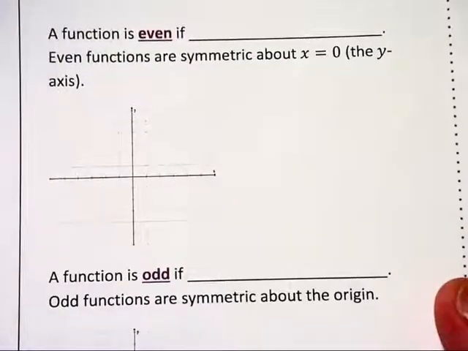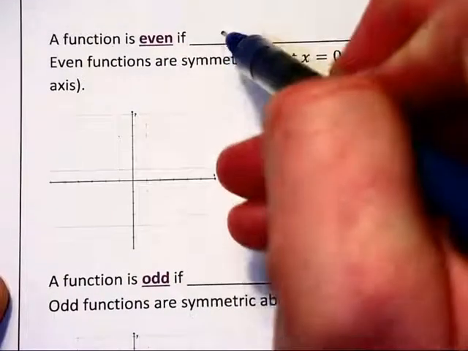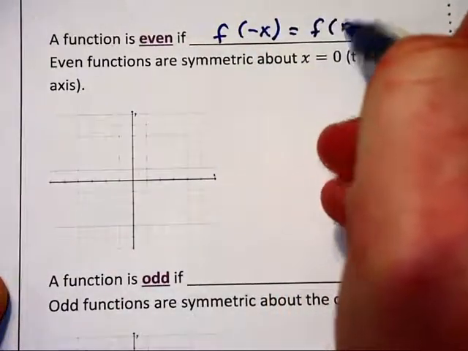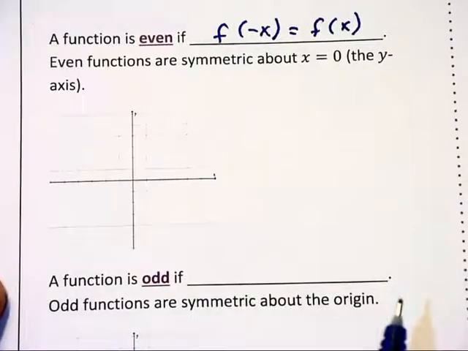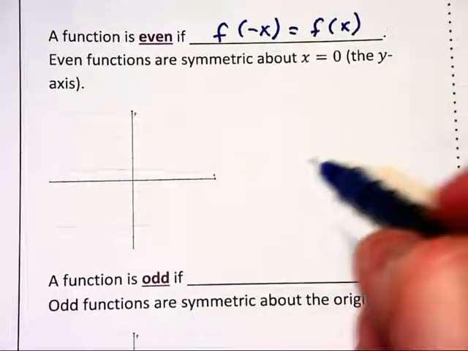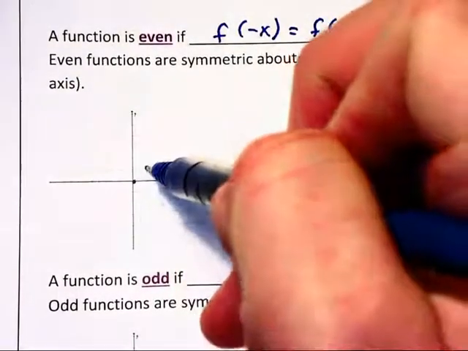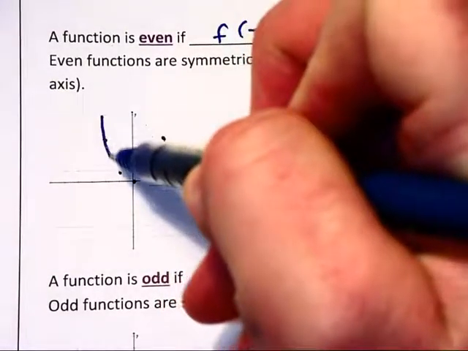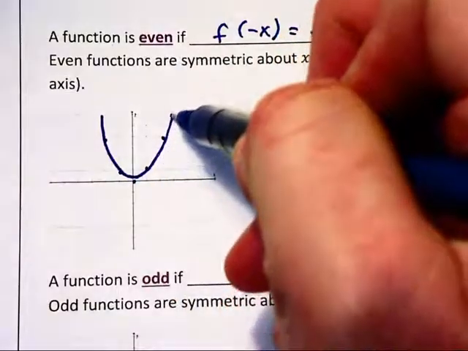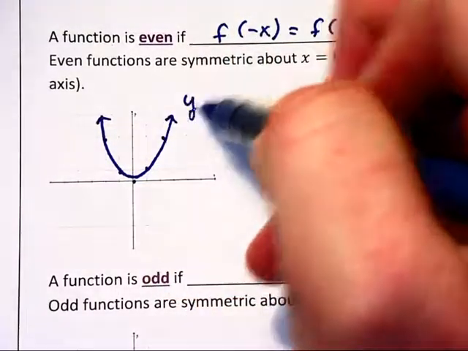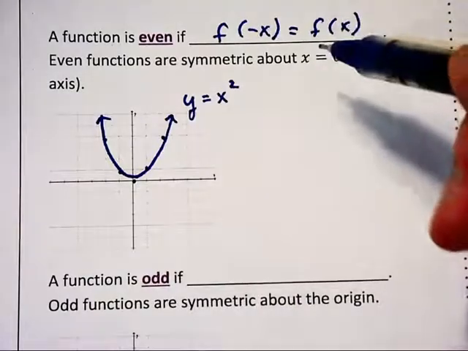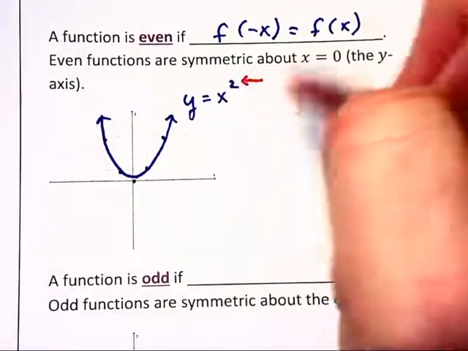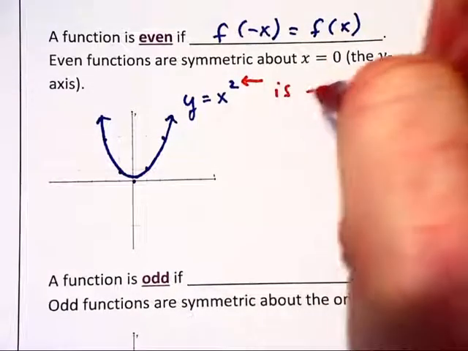A function is said to be even if f of negative x is equal to f of x. Okay, now what does that mean? Well, let's take a look at an even function. Let's take a look at a parabola that goes through these standard points here. And I'm going to do the best I can to draw it there. Y equals x squared is an even function. Now, if it helps to see that the even exponent there helps it to be even, that's fine.